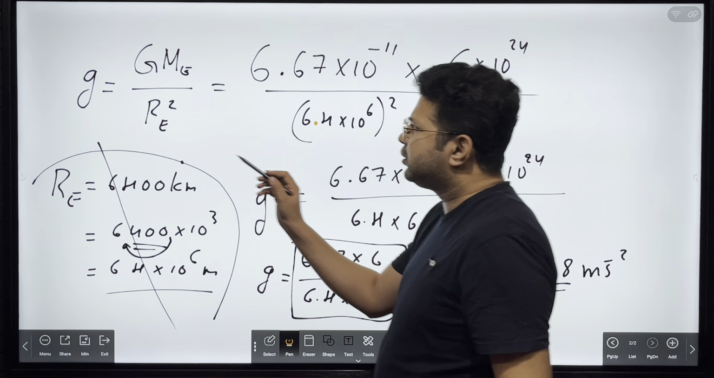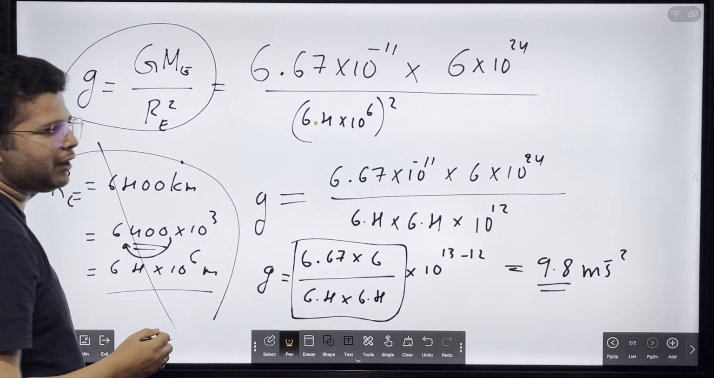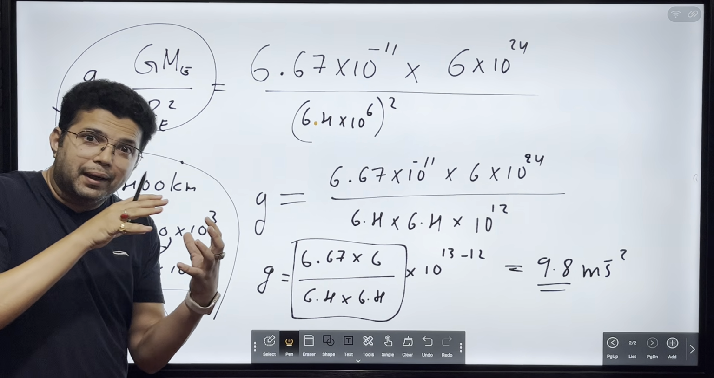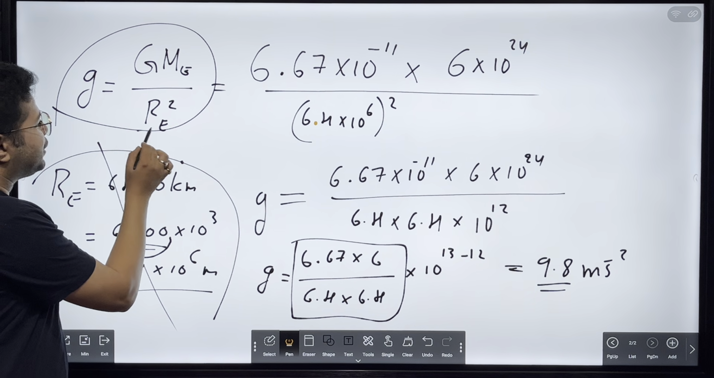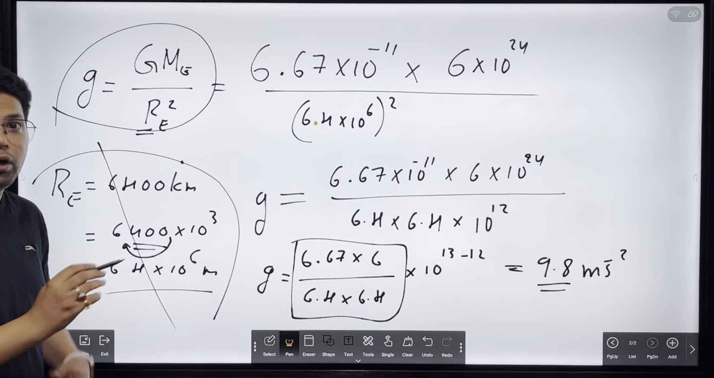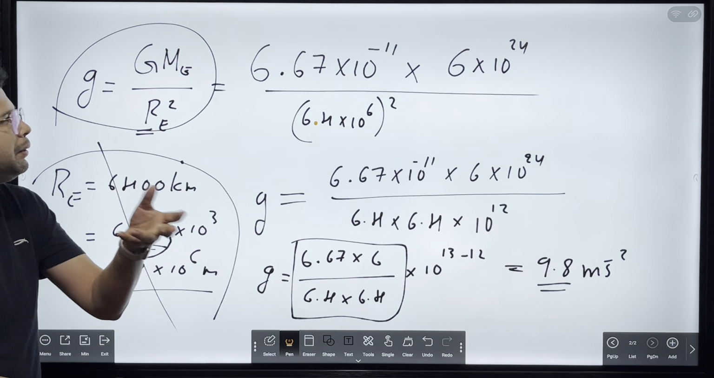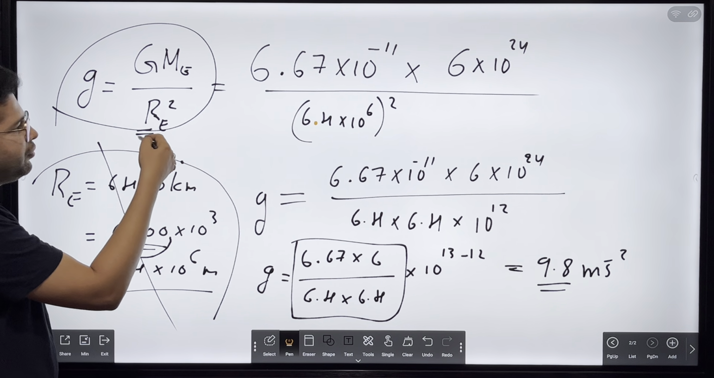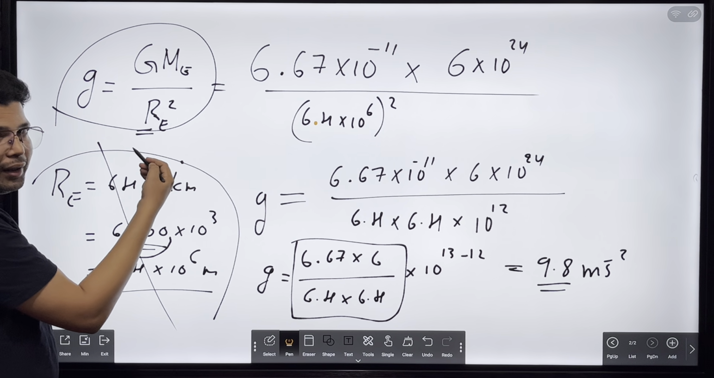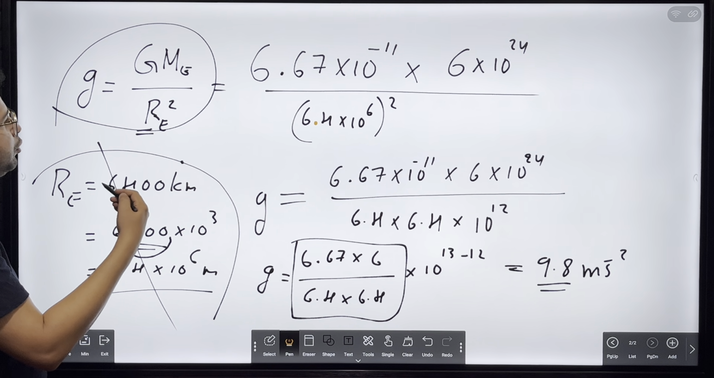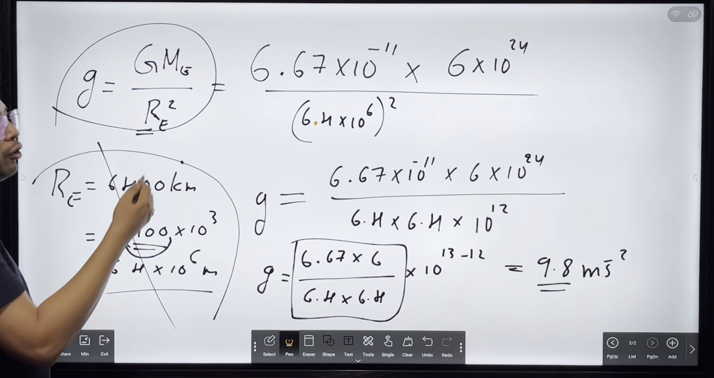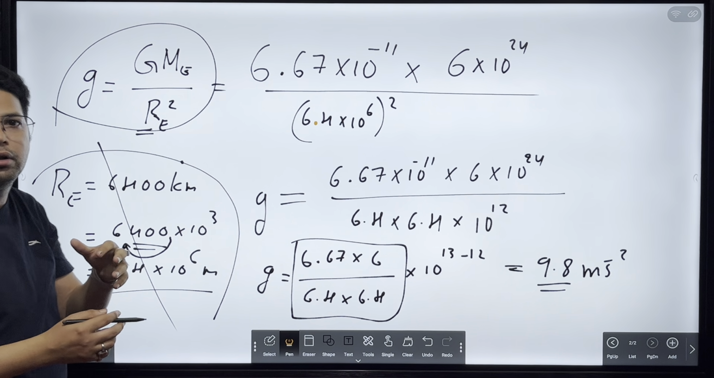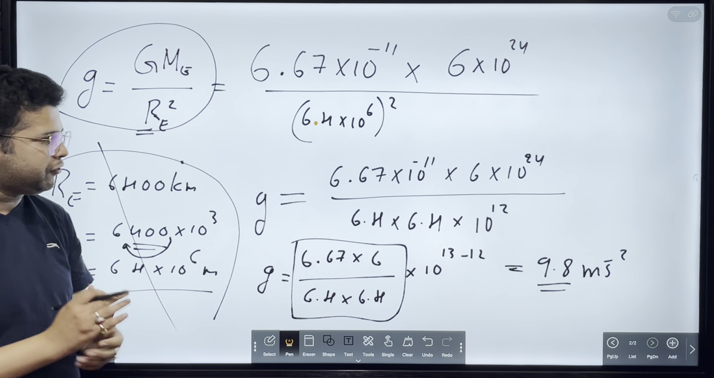Sometimes problems may come based on this formula, like for example, the earth is compressed such that the radius becomes half, keeping the mass constant. What will be the new acceleration due to gravity? Such questions may come, and they are very simple. If you reduce the radius of earth to half, in the place of RE, you have to write RE by 2 whole square. It becomes RE square by 4. That 4 will go to the numerator. So when the radius reduces to half, acceleration due to gravity increases 4 times. Such simple type of questions may come.